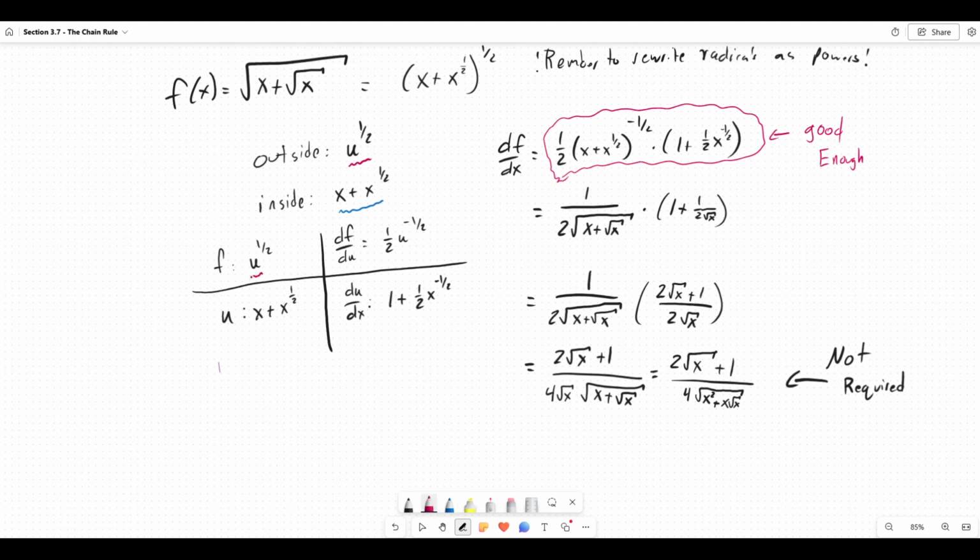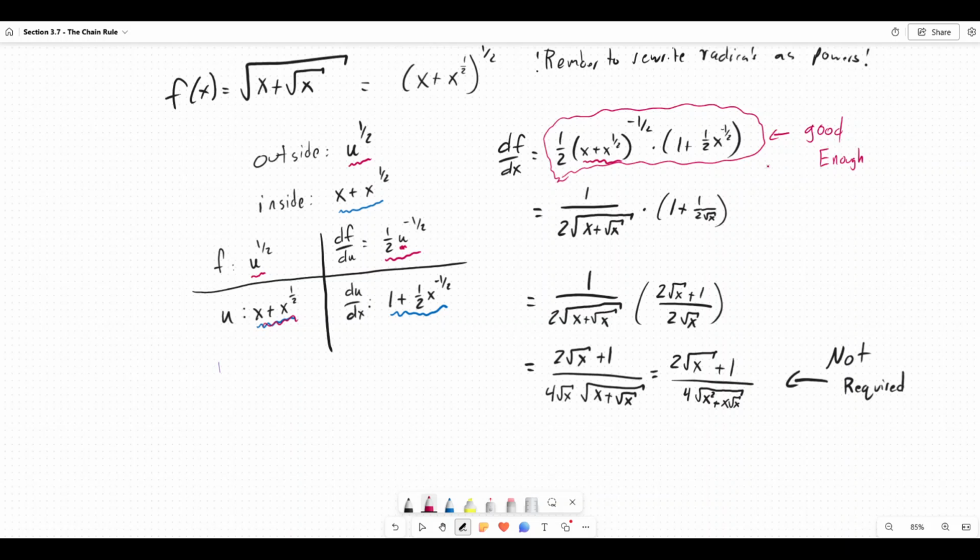So we have our outside u to the 1/2, which, power rule, bring down the 1/2, reduce it by 1. We have the inside x plus x to the 1/2, same thing. And then notice we put it all together, where we have 1/2 times something, but over here, what is that something? It's x plus x to the 1/2.